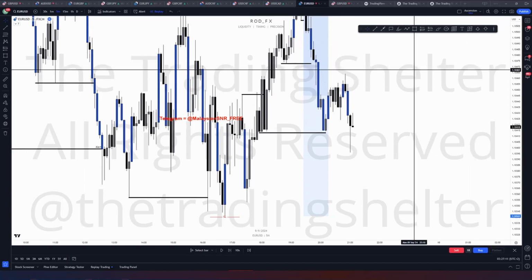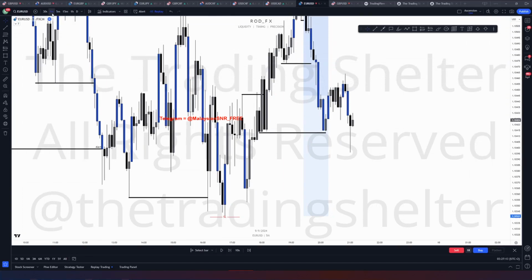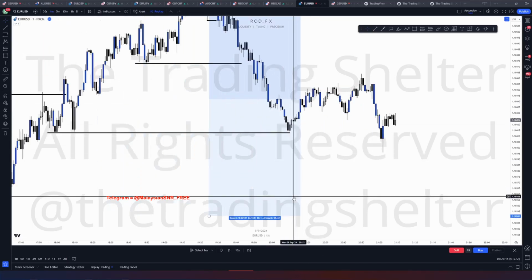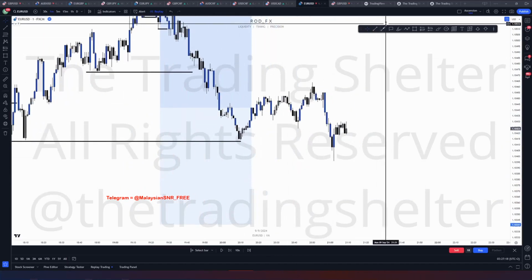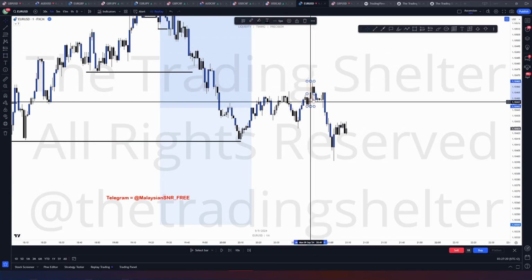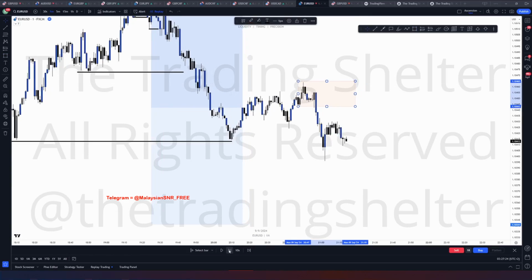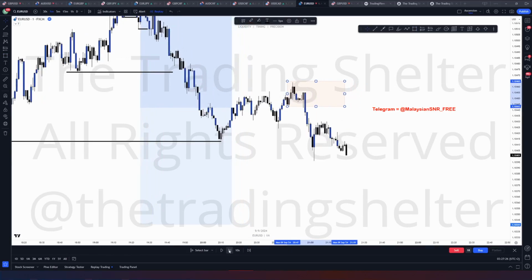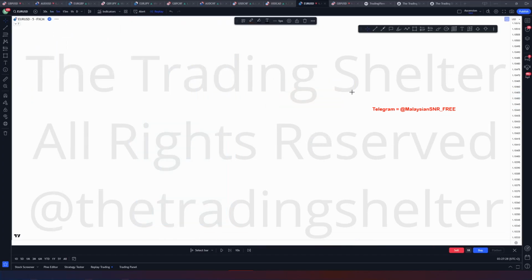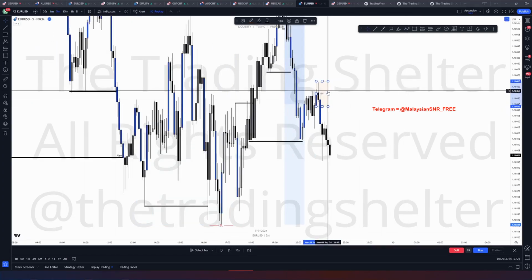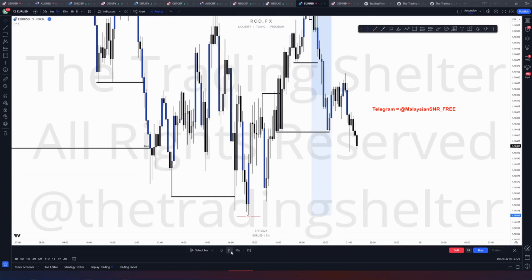Okay, now maybe. If it comes back to this zone, I'm going to be entering. I don't think it's going to come back. Anyways, it is what it is. I missed the trade. Sorry. All right, so let's continue.